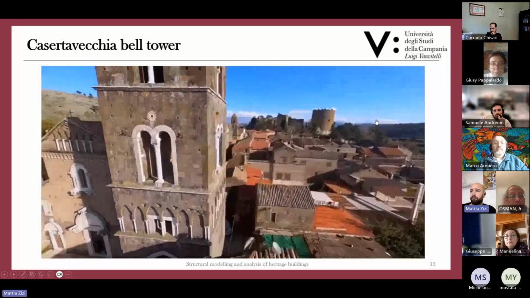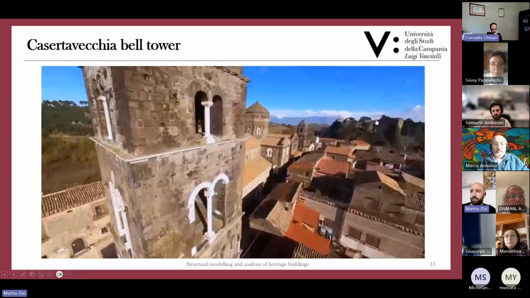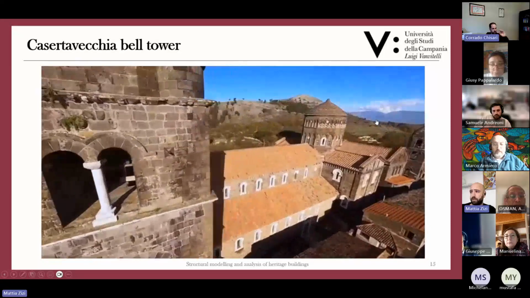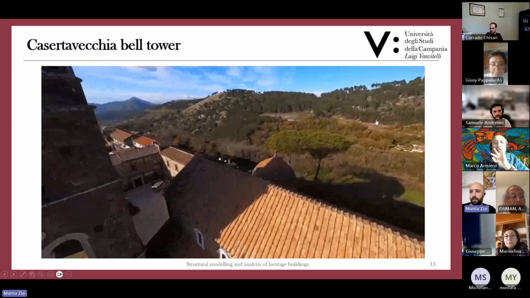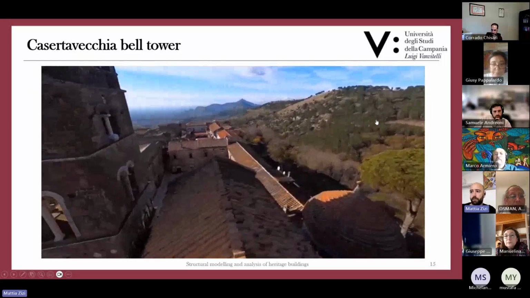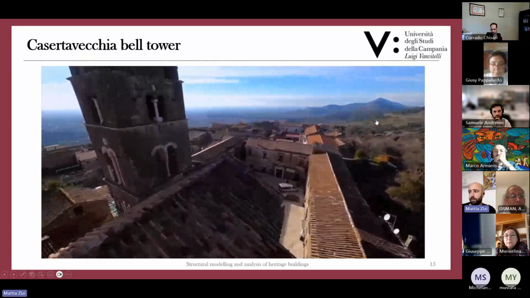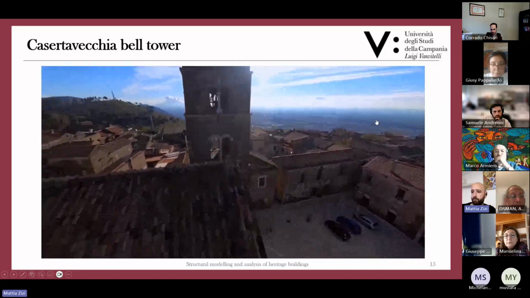The church tower presents a total height of about 30 meters, and the prevalent material is the tough masonry that is very typical in this area.